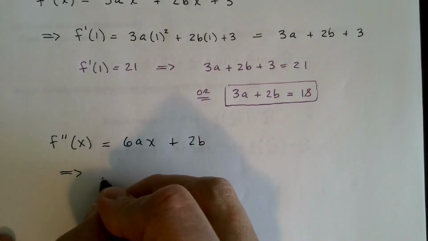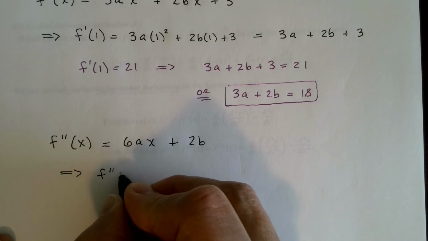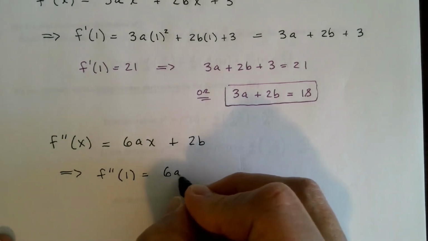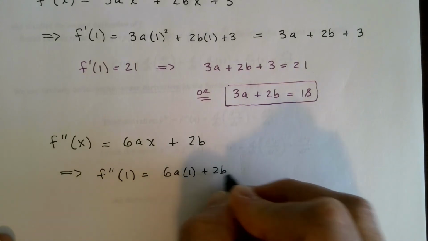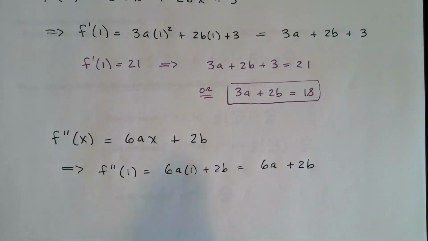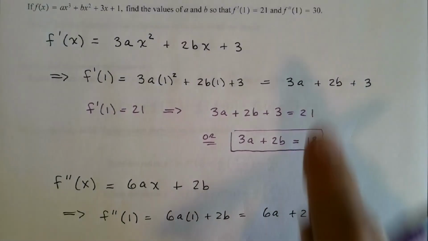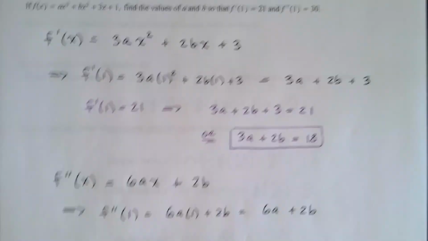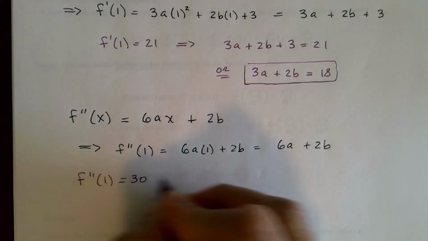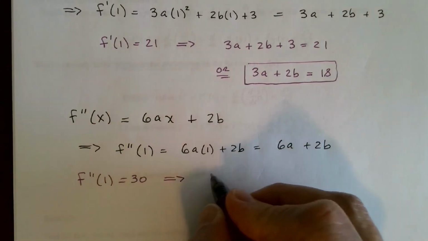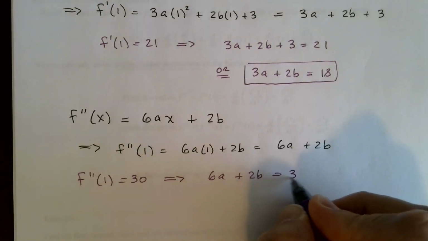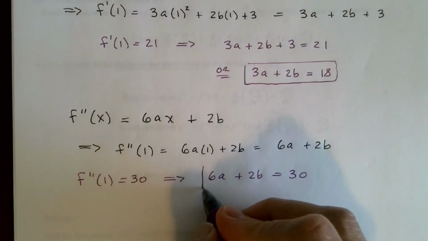And here I have, again, the second derivative evaluated at 1. It is just 6a plus 2b. And so what do we need to have? We need to have the second derivative evaluated at 1 to be equal to 30, according to this. So the second derivative at 1 is 30, and that's going to give me 6a plus 2b is equal to 30. Okay? And I have a second equation.